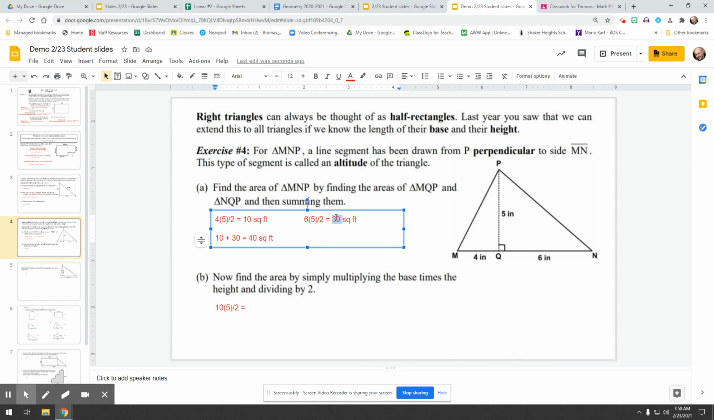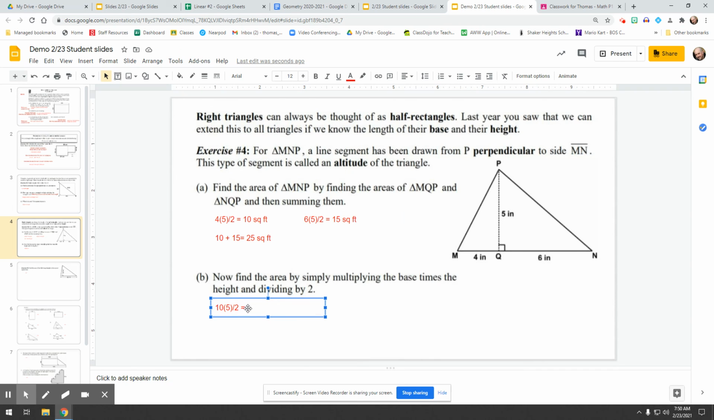I never divided by 2. That should have been 15. That's why this didn't work. Good. So now our total area is 25. And that's what we get down here too. 10 times 5 is 50. Divided by 2 is a total area of 25 square feet.